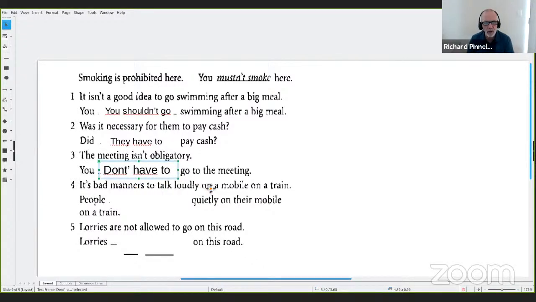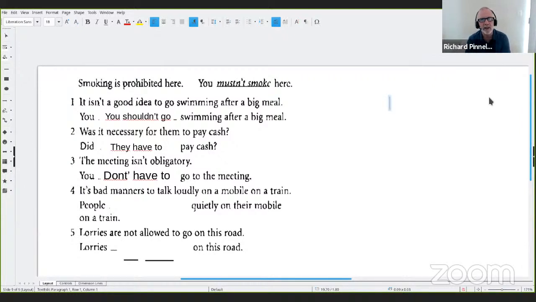It's bad manners to talk loudly on a mobile on the train. Que es en español. Es mal educado hablar fuerte en tu celular en el tren. People quietly on their mobile. Mobile es inglés británico, celular. Y en Estados Unidos es cell phone. So who's got the answer to number four? Anybody?